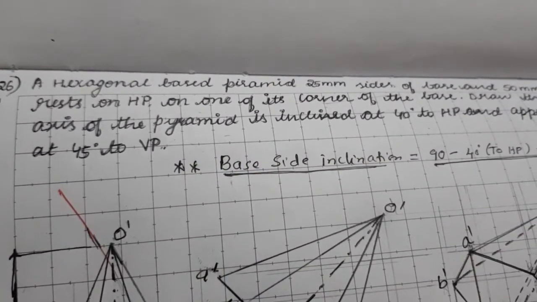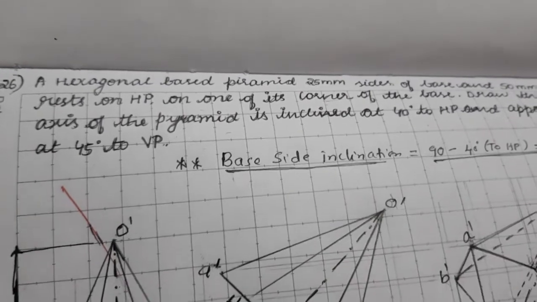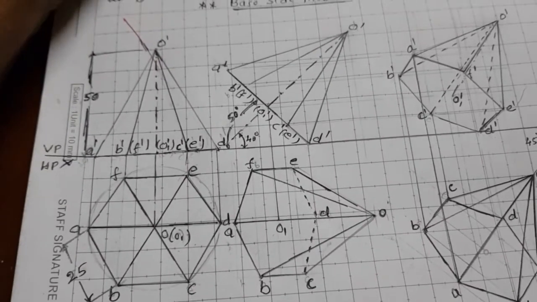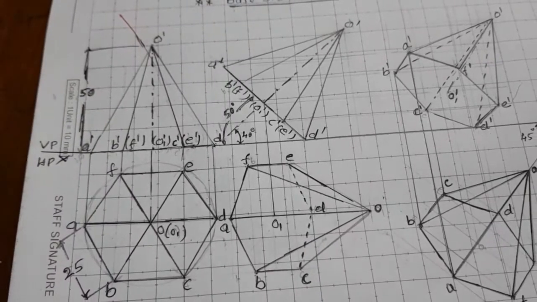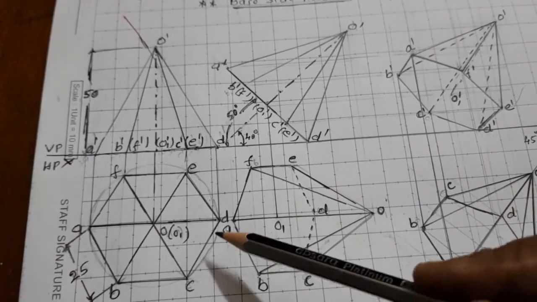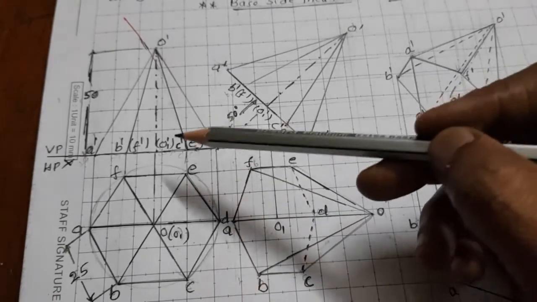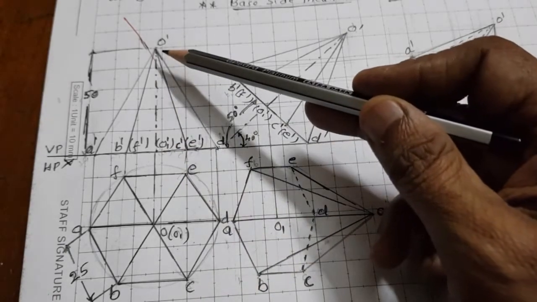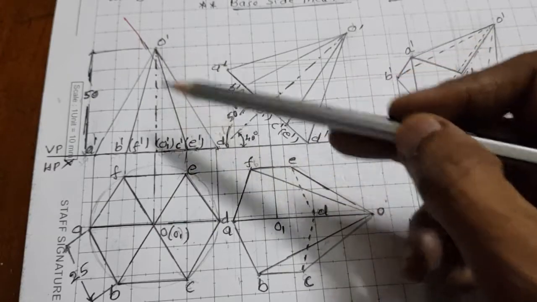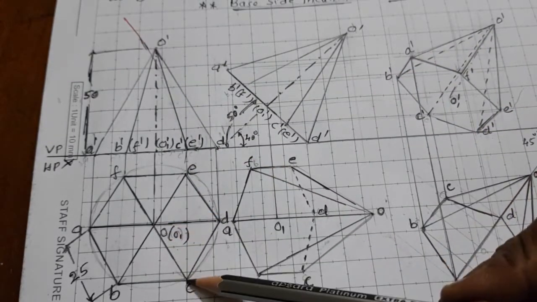So now, how to solve this problem? The problem is given a hexagonal pyramid, with side 25 mm and height 50 mm. The height will be given as 50 mm, and the side will be given as 25 mm.